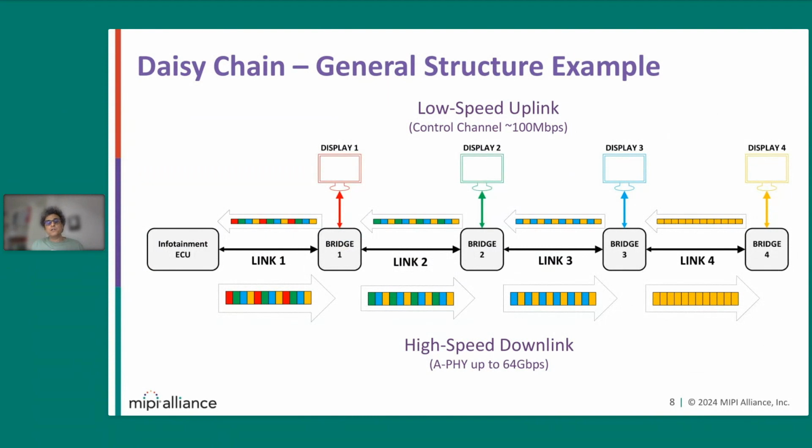So in this example, we can see a daisy chain with 4 links, and we can support on the same cable, with a high-speed downlink on the A-PHY up to 64 gigabit per second, all the, let's say, pixel data, which are going downlink. And on the uplink, we have a lower-speed uplink. 100 megabit per second is fully sufficient to provide control and status data from the display to the ECU.